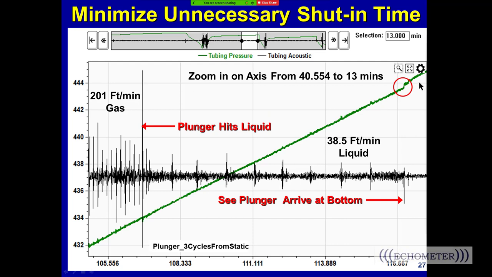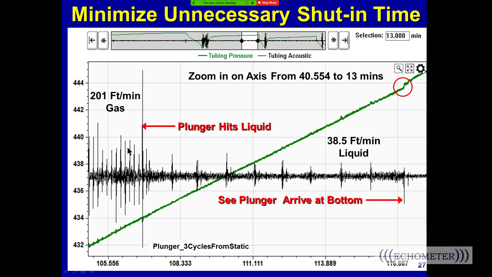This is another thing that you see here. This is the same plunger 3 cycles from static that we can look at later when we start looking at the data. But often when the plunger rests on bottom, you see a little pressure hop in the tubing pressure data. And that means the weight of the plunger transferred off of the gassy fluid onto the bumper spring. And that's a little hop. And so you see that about maybe half the time. So it depends on the well.